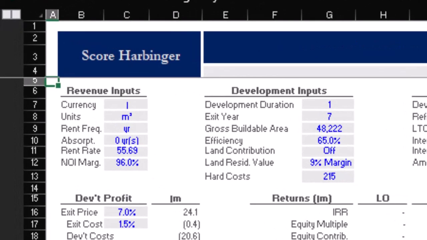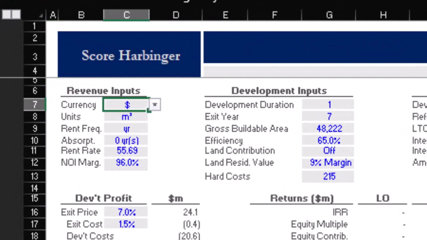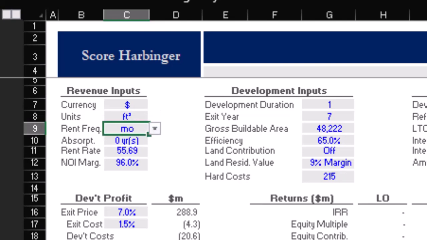We're setting our currency to US dollars, our measurement units to square feet as opposed to square meters, and our rental rates frequency from a yearly to a monthly basis. Upon development completion, we'll assume that we would take no time absorbing the newly developed rentable space, although we do have the option to input 1 year, 2 years, or more if we needed to, in which case absorption would happen on a linear basis.